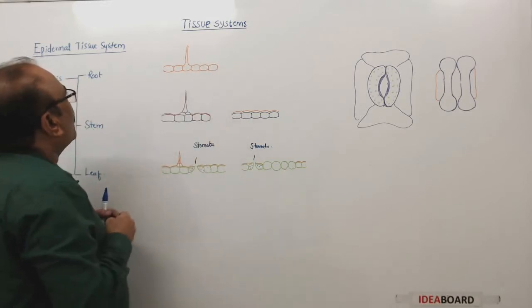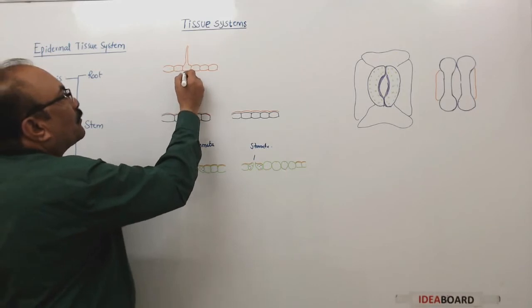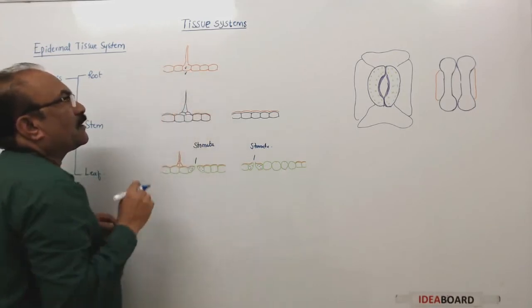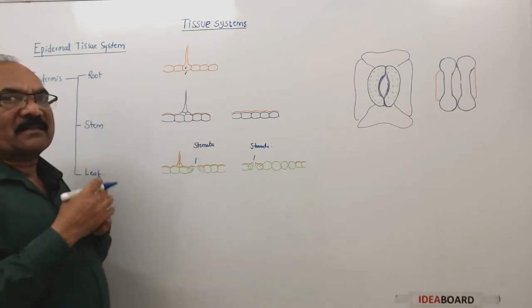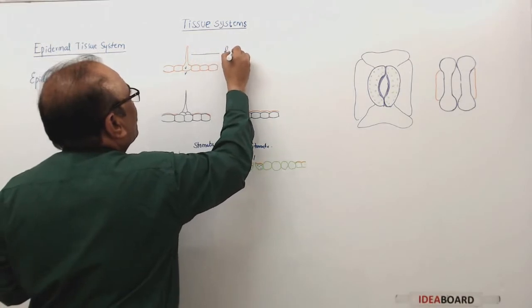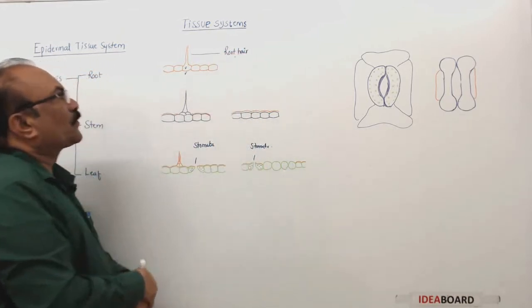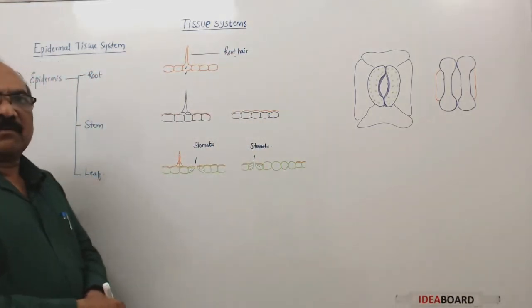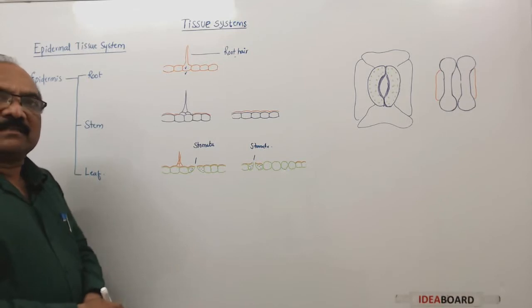And here, some of these root epidermal cells, I am talking about this one. You just see here. This root epidermal cell is elongated, and this elongated structure is called root hair. You will find such elongated epidermal cells only in the roots, which are called root hairs, and they will increase the area of absorption.